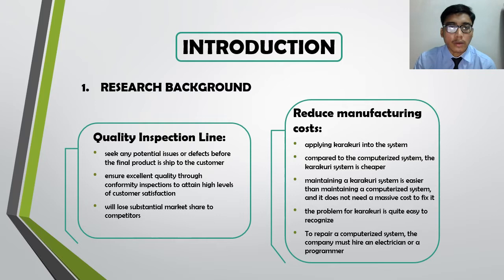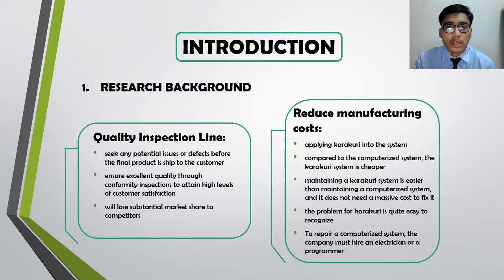Research background. Quality inspection line will assist a company to fix any potential issues or defects of a product to ensure that just a good quality product will be delivered to the customer in order to attain high levels of customer satisfaction. If the customer is satisfied with their product and the company always maintains the product quality, they surely will not lose any substantial market share to their competitors.